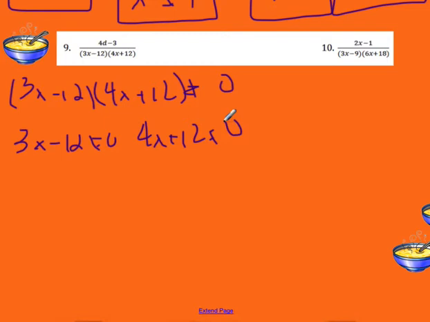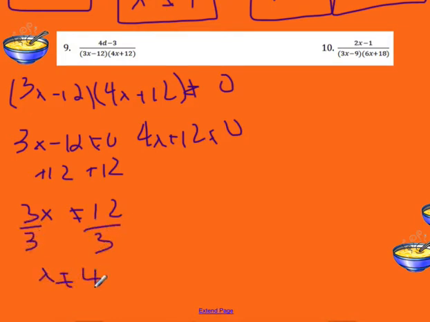So let's go ahead and solve this. To start off with, we're going to add 12 to both sides. So we get 3x cannot equal 12. Then I need to divide both sides by 3. And when I do that, I get that x cannot equal 4 as one of our answers.